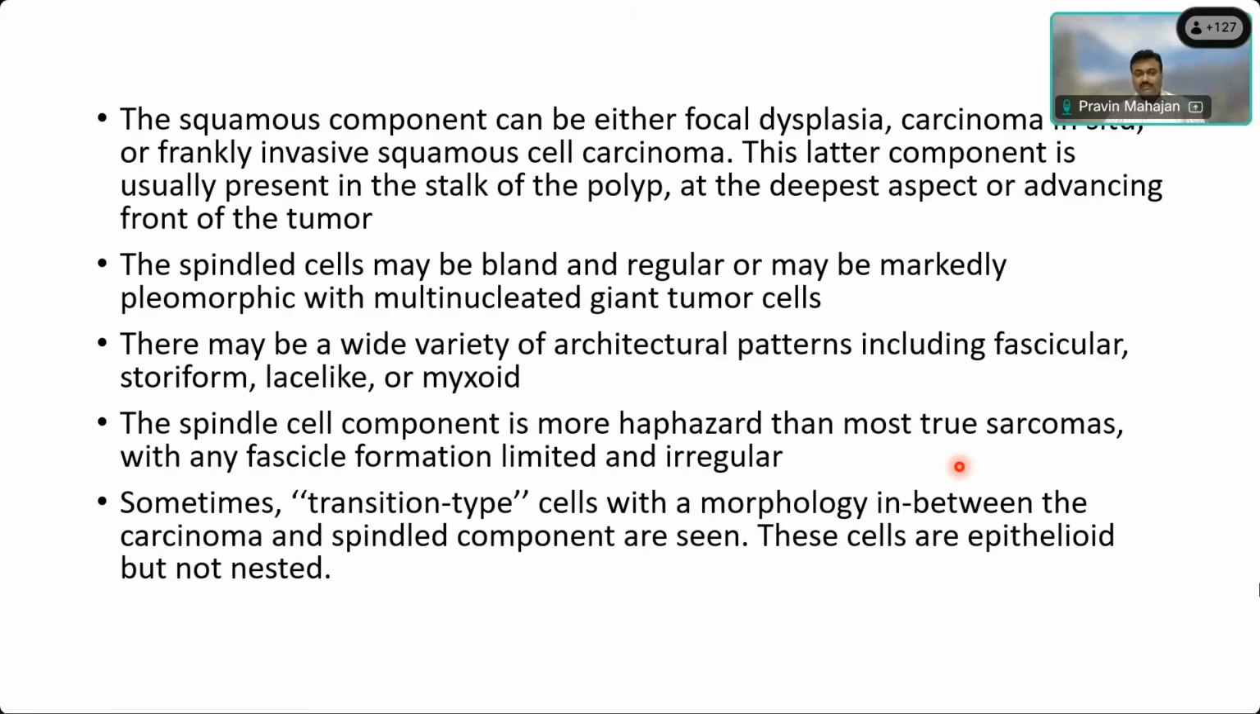Sometimes you have these transition-type cells, which I showed in the first case, the cells between the spindle and epithelial, with some epithelioid morphology. If those are there, that also helps to show that this can be a spindle cell squamous carcinoma. Usually when the tumor is polypoidal, at the stalk of the polyp you will see a frank squamous cell carcinoma of conventional or epithelial type. So it's a good idea to look at that area more carefully.